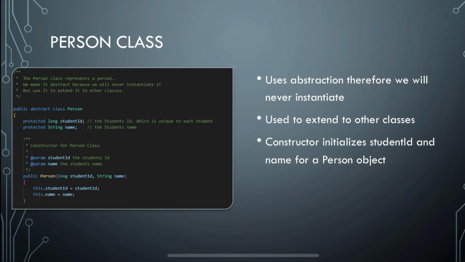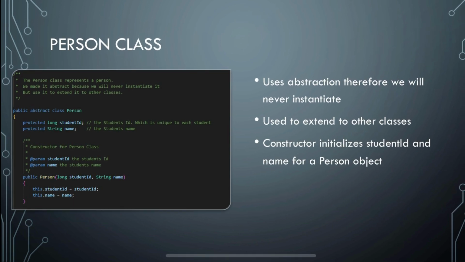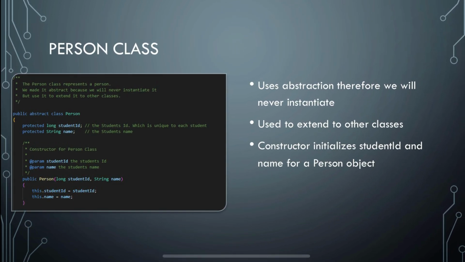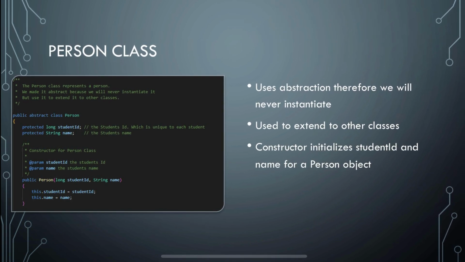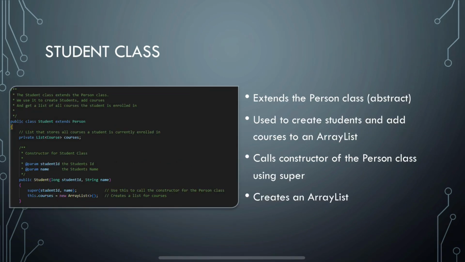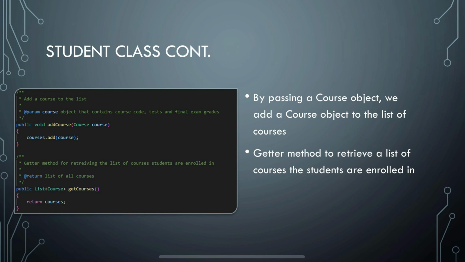To go a bit deeper into the detailed design of our program, we first have our person class. This is an abstract class that initializes both the student ID and name for a person object. The class contains two getter methods used to retrieve both student ID and name. Student class extends the person class by creating an array list of courses, passing a course object as the course to the list, and there's also a getter method to receive the list of enrolled courses.